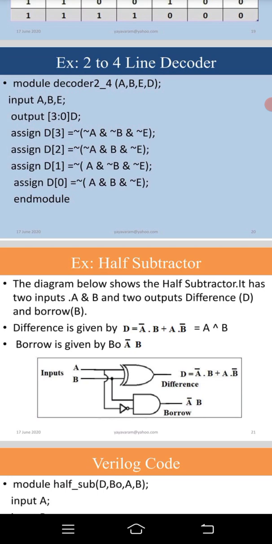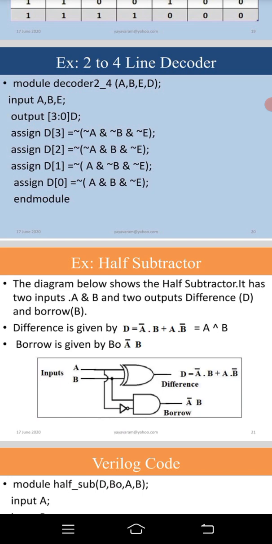Example, half subtractor. The diagram below shows the half subtractor. It has two inputs, A and B, and two outputs, difference D and borrow B. Difference is given by D is equal to A' multiplied by B plus A multiplied by B', which is equal to A XOR B. Then borrow is given by B0 equals A'B.